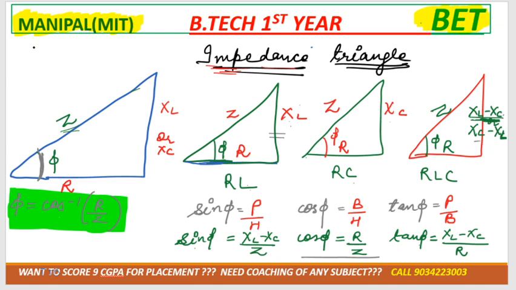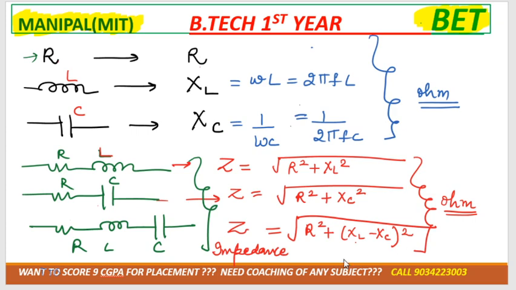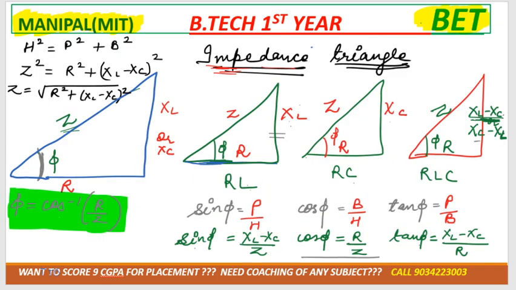Now again, this is a right angle triangle. Can you apply the Pythagoras theorem over here? What is Pythagoras theorem? Hypotenuse square is equal to perpendicular square plus base square. Hypotenuse is Z square, right? Base is R square, and perpendicular is XL minus XC whole square. So if I remove the square, Z would be equal to root of R square plus XL minus XC whole square. See, it's the same formula I had you write here.